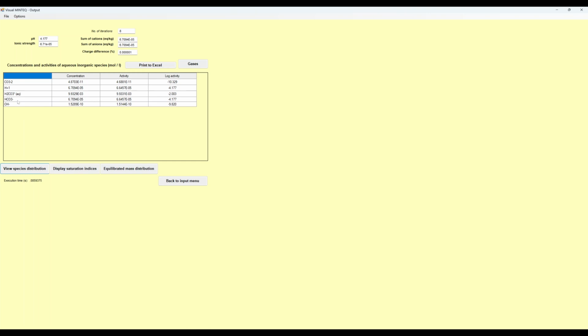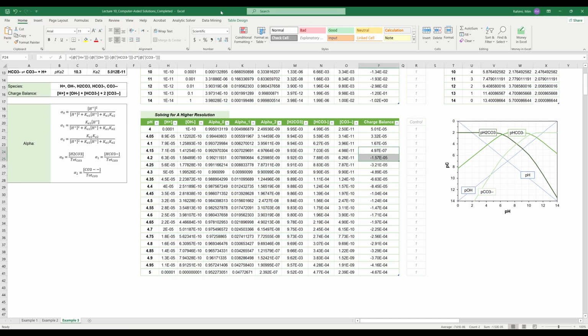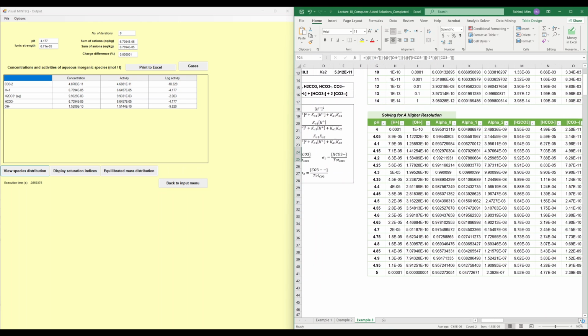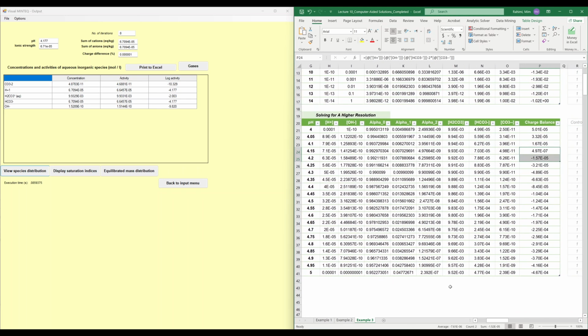So we see now all the species: CO3 2 minus, H plus, H2CO3, HCO3 minus, and OH minus. And then you see that the concentrations are given. But now let's compare it with the values of concentration that we were getting from the Excel file. So here let's assume the pH was 4.15. So 4.15 is close enough to the actual pH given by the software.